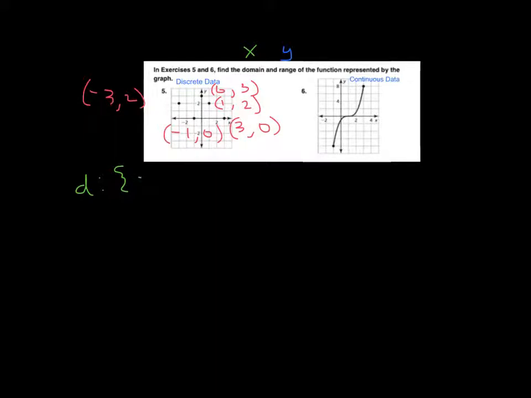So we have -3, -1, 0, 1, 3. Okay? And I got those by looking at the x coordinates of my ordered pairs. Okay? So I was just looking at x.